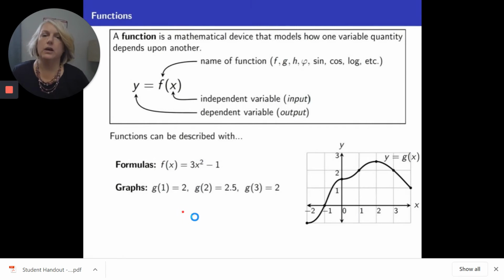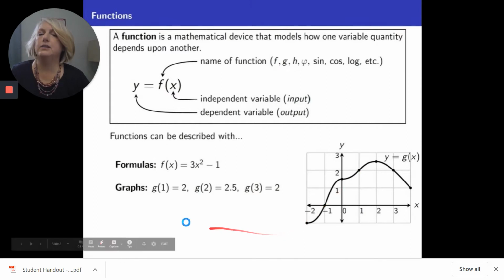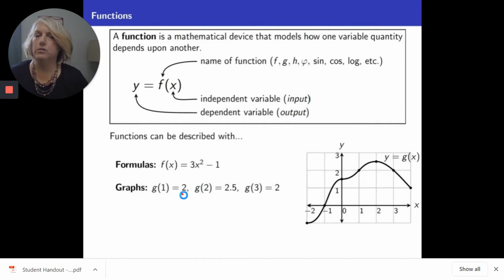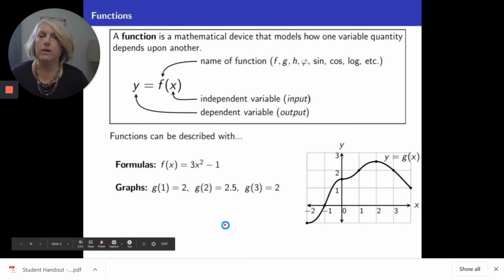We can take a look at, here's your picture over here. We can pull information from the graph. For example, here we have g of 1 is 2. So here's 1. We go up to the graph, and it has a y value of 2. That tells you the point (1, 2) is on the graph, and g of 1 is 2. If you input 1 into this function, it returns an output of 2, and so on. So g of 2 is 2.5, g of 3 is 2. We can see that over here by looking at the graph.